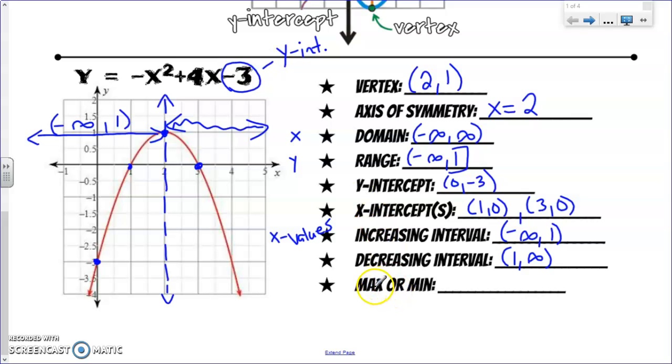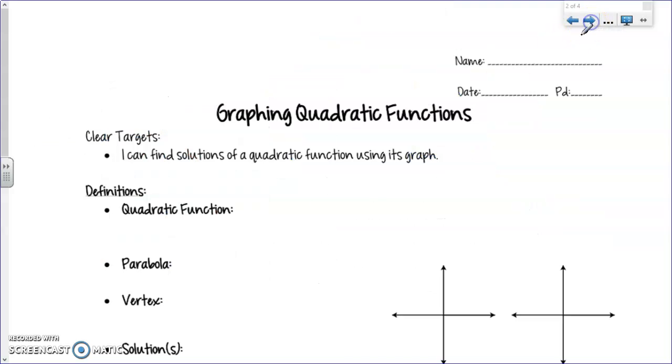Okay, is this a maximum or a minimum? It's the highest point, so it is a max. We're looking at the vertex. Is it a high point or a low point? Okay, so it's up here. That's as high as it can go, so it's a max. Good? All right, turn the page.